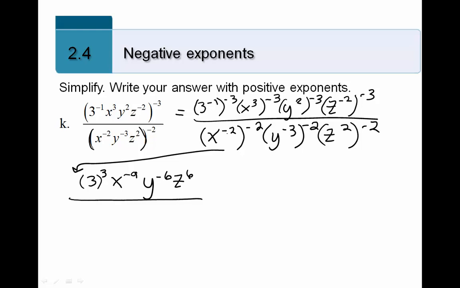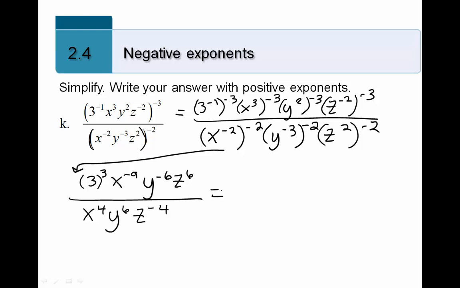On the bottom, x to the negative 2 times negative 2 is x to the positive 4. We're going to have y to the negative 3 times negative 2, which is positive 6. And we're going to have z squared raised to the negative second is z to the negative 4.